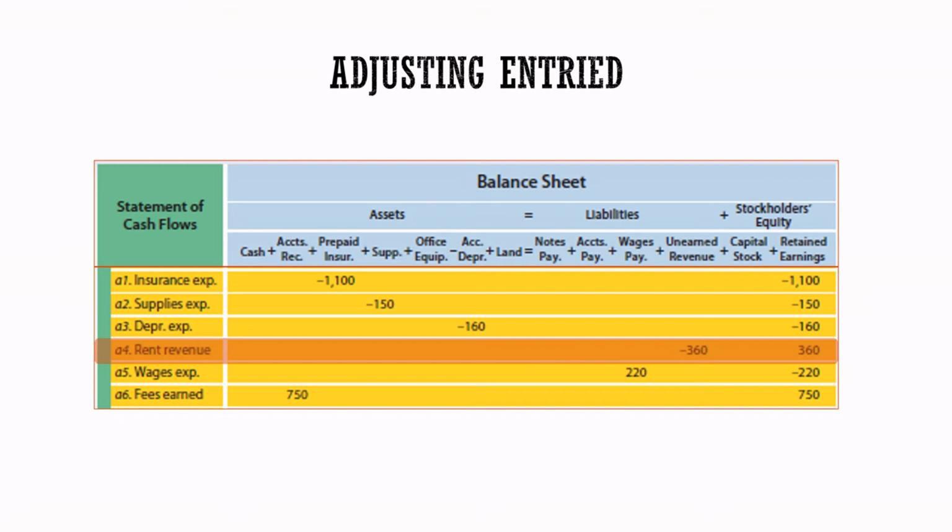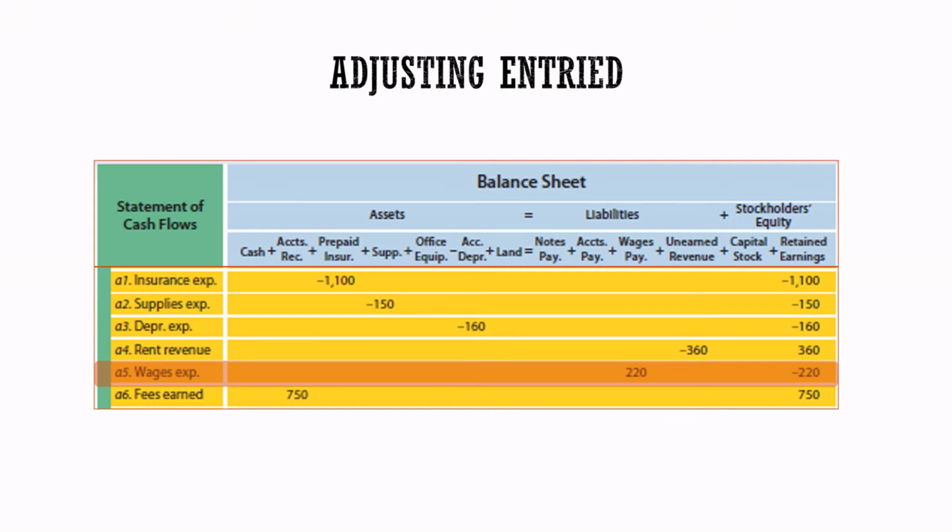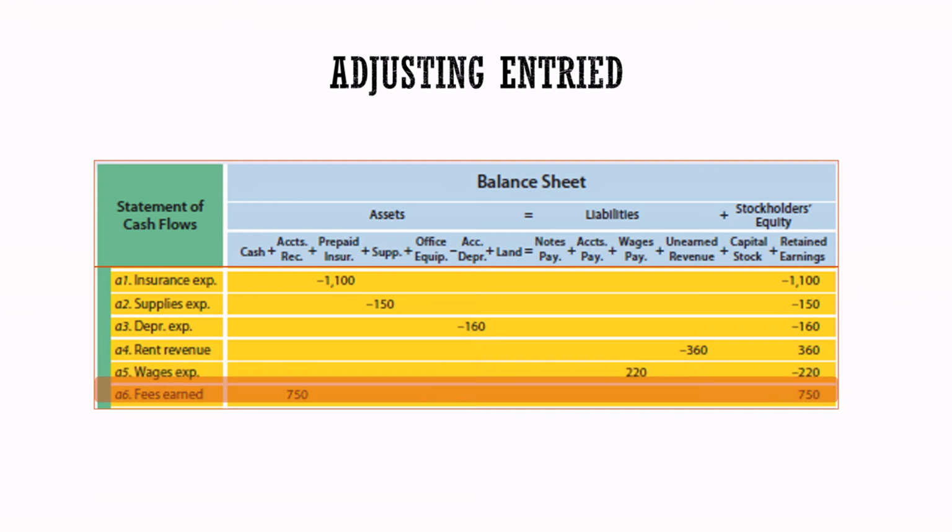Wages owed but not paid to employees, $220, were recorded as an increase in wages payable, a liability account, and an increase in expenses. And finally, services provided but not billed to insurance companies of $750 were recorded as an increase in accounts receivable and an increase in revenue.